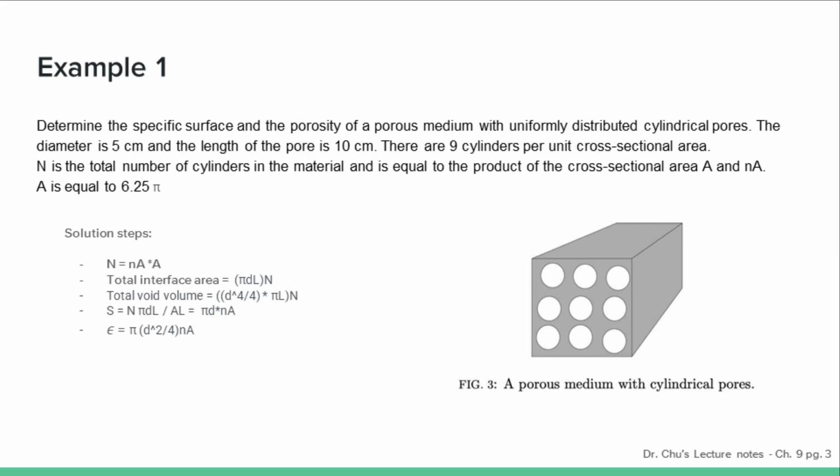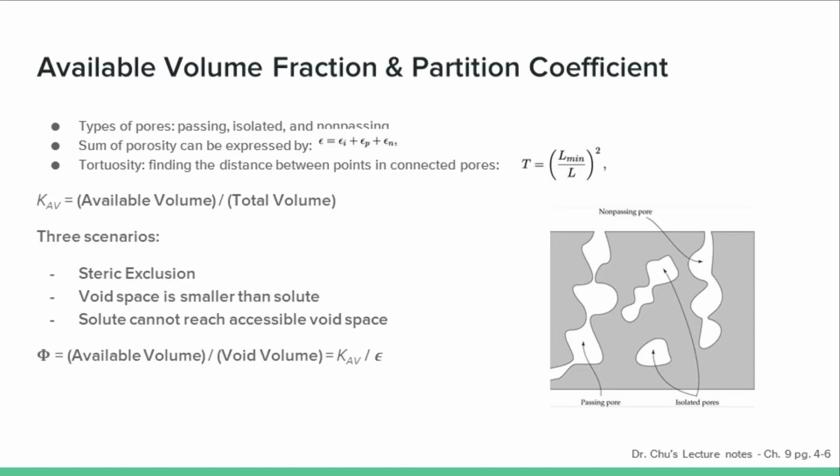Then using what you found with those different formulas for this particular case and shape, you'll be able to find the specific surface, which in this case is N times pi dL over AL, which is actually just equal to pi d times NA. And then the porosity, which in this case is pi times d squared over 4, then times NA.